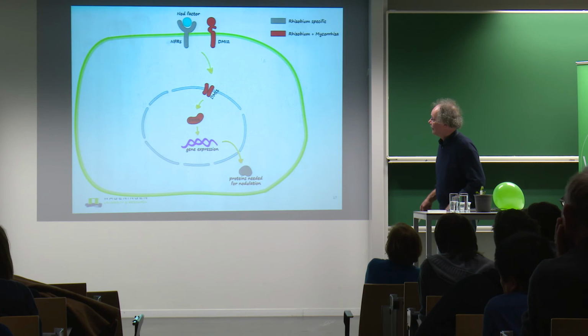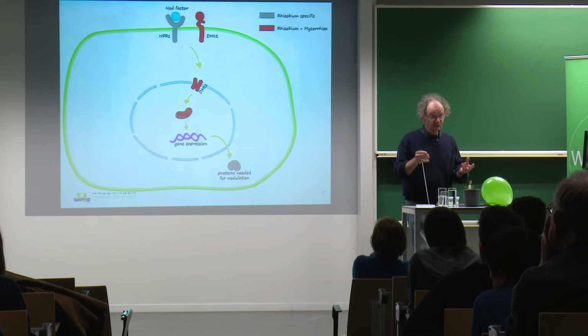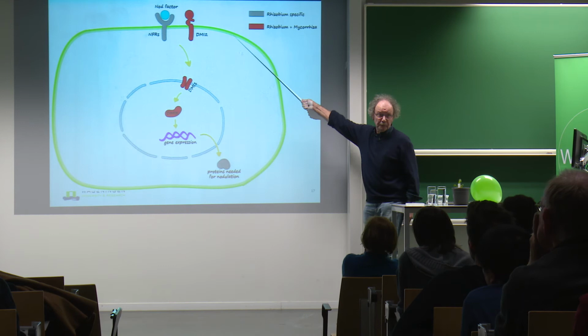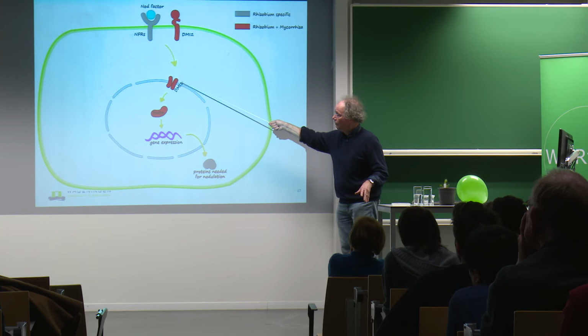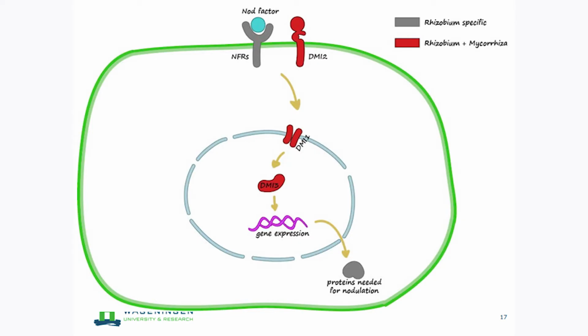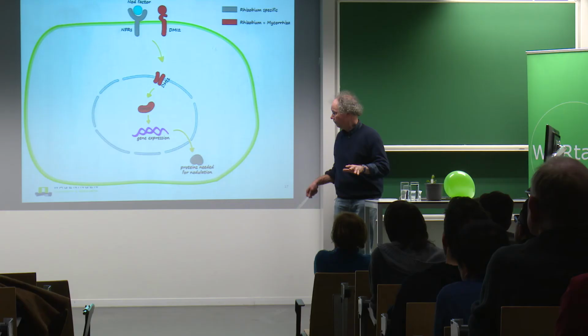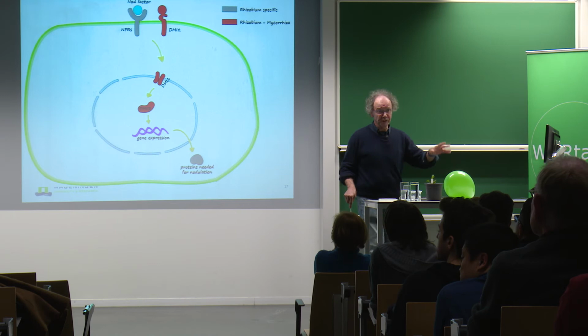So this molecule has to be recognized by the plant. That's what I indicated there, and the blue ball there, that's the Nod factor. We are here at the outside of the cell. It is recognized by the receptor, and the signal is now transmitted. And I indicate it reaches, by a few proteins, the nucleus, and there it changes gene expression. Gene expression leading to proteins that are required, that's what I indicate here, for the infection and also for the nodulation process. So we have signaling and then we have a process.